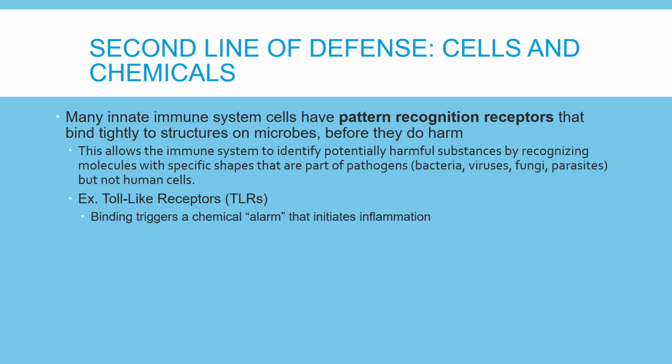And these specific molecules are not present on human cells. And so when they become visible on a cell within the body, it allows the immune system to be able to distinguish between the harmful invaders and our own tissues. Now, when TLRs bind to these pathogen-associated molecular patterns, they trigger a chemical alarm that activates the body's inflammatory response. And so this inflammation helps to contain the infection and recruit other immune cells to fight off the threat.